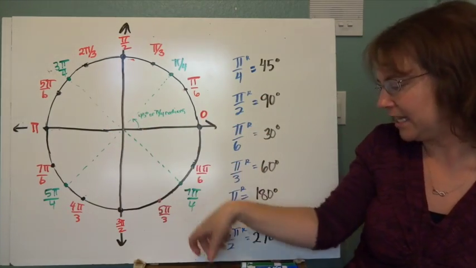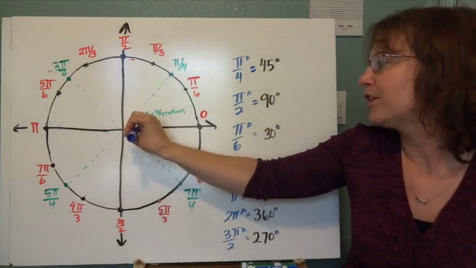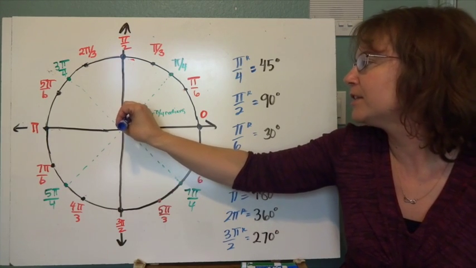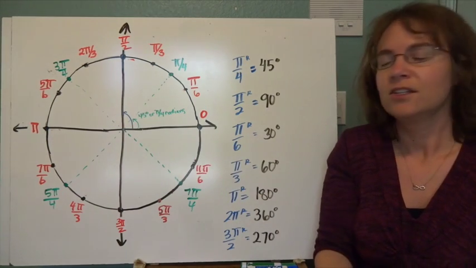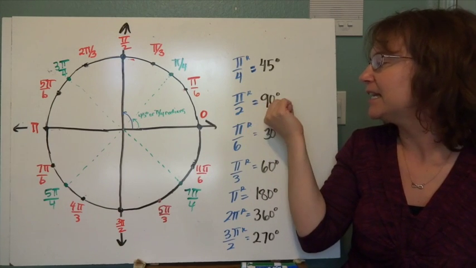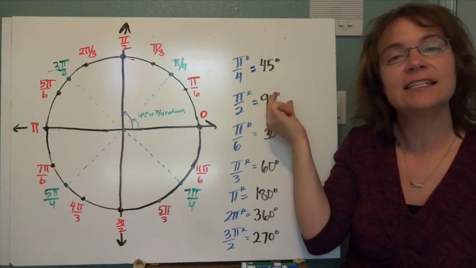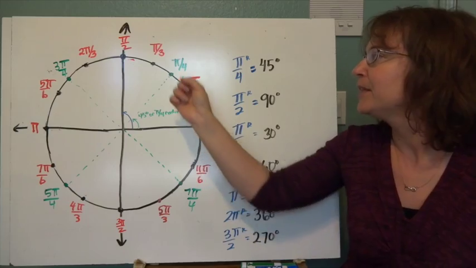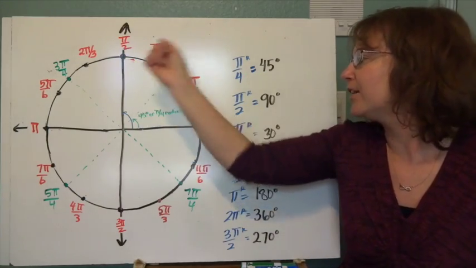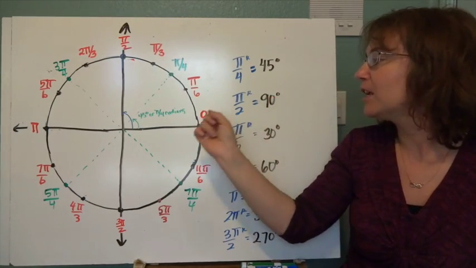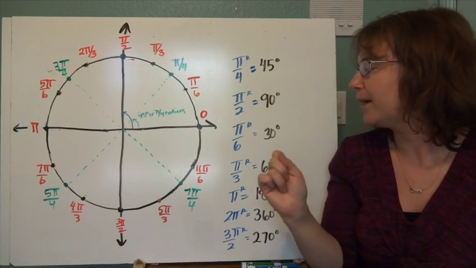Pi over 2 is just taking this angle and measuring it all the way over to here. So that angle measure is going to be 90 degrees. So pi over 2 radians is the same as 90 degrees. This also, this arc right here, can be measured using degrees. We can call this arc length 90 degrees as well.